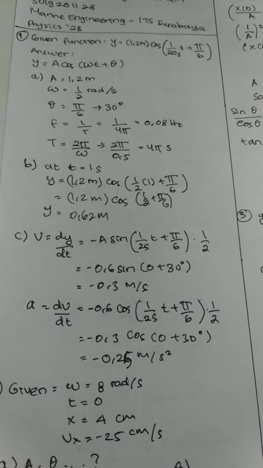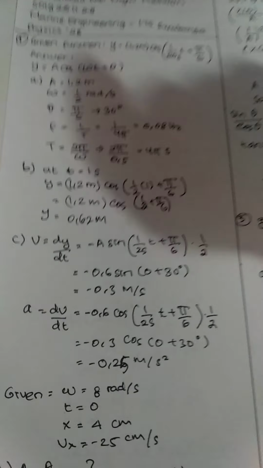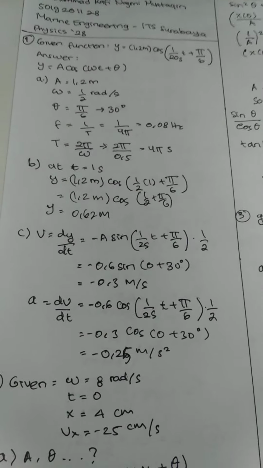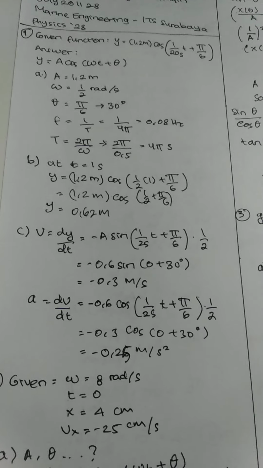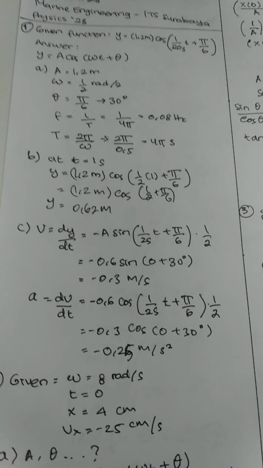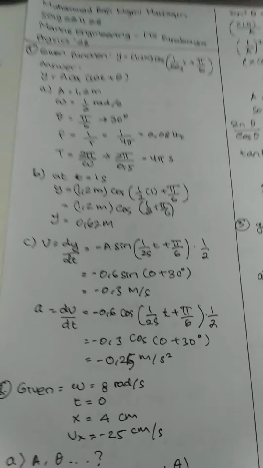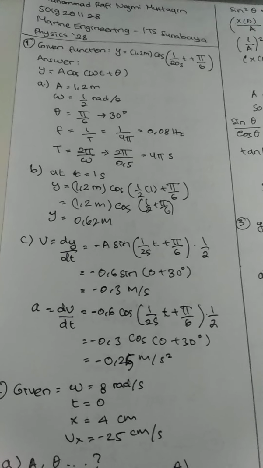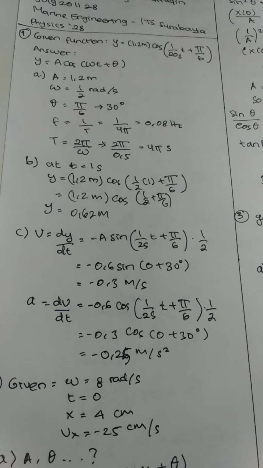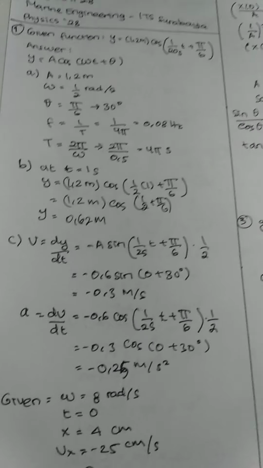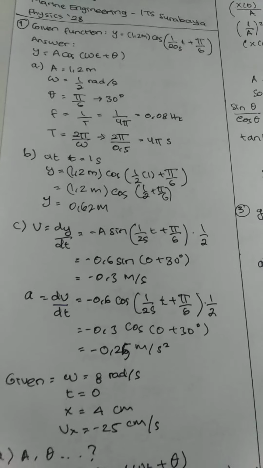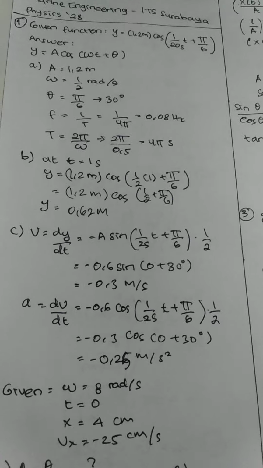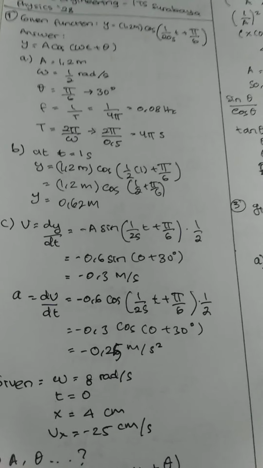the symbol of the function y equals A, the amplitude, times cos of omega t plus theta. So what is the amplitude? The amplitude is 1.2 meter based on the y function. And omega is pi per 6, equals 30 degree. And the frequency is 1 per period, or 1 per T, equals 1 per 4 pi, equals 0.08 hertz.